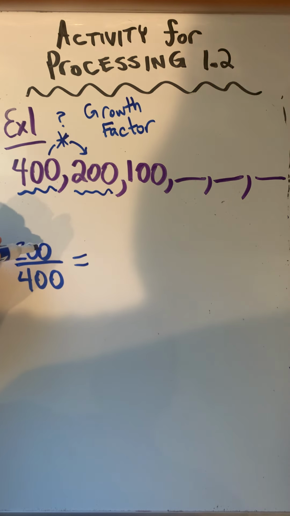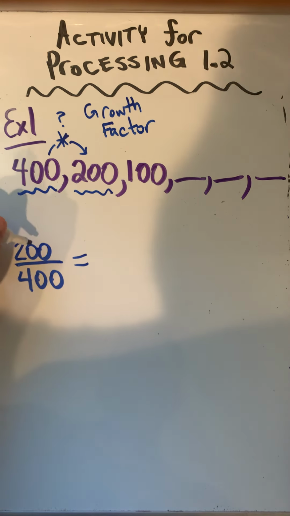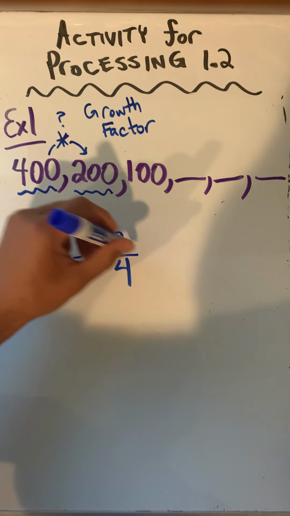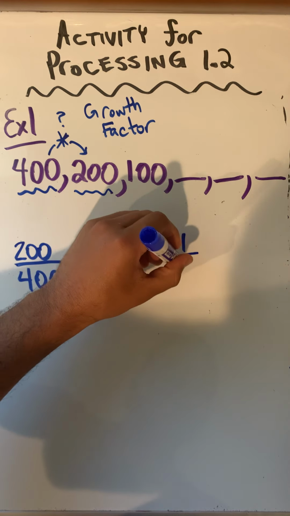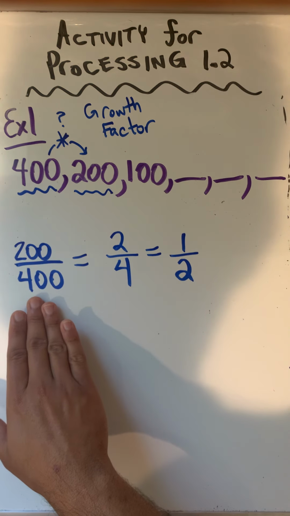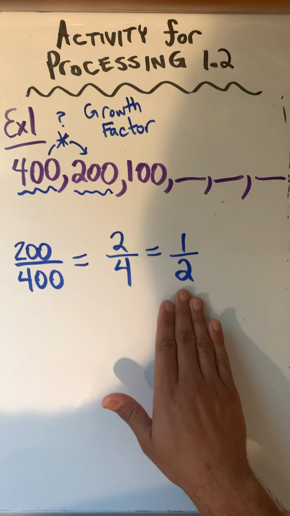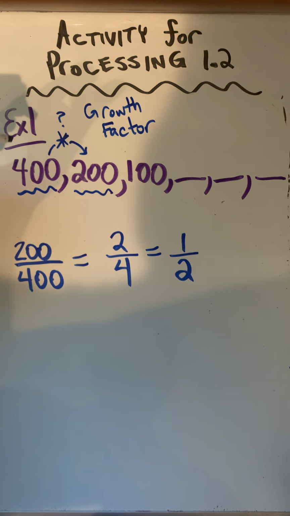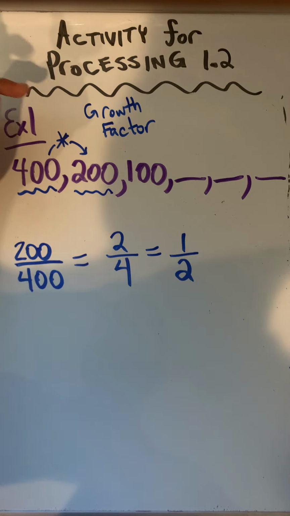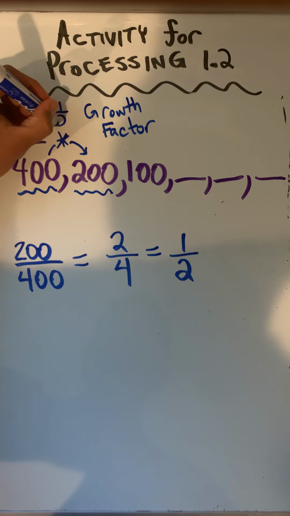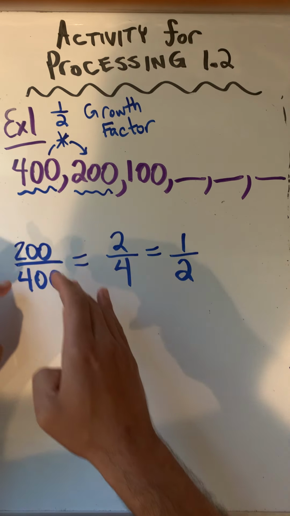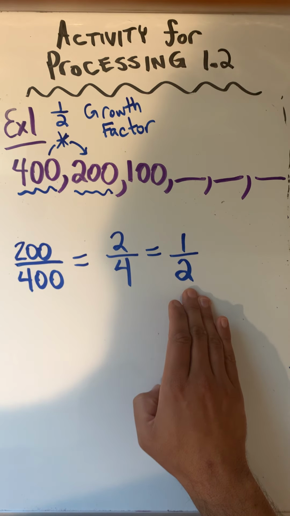So using this, one shortcut I know is I can divide the top and the bottom by 100. And I can simplify once again. Okay. Now, how you get from 200 over 400 to 1/2, that's up to you. However you wish to do it. But now I can call this my growth factor. So this is no longer a question mark. I now know using the method where I divide the second by the first term, I can find the growth factor.